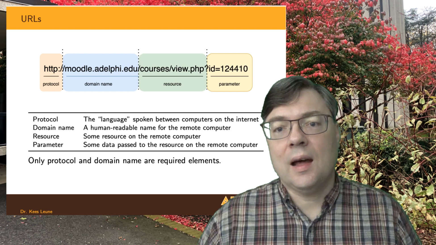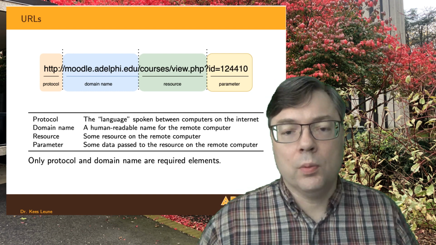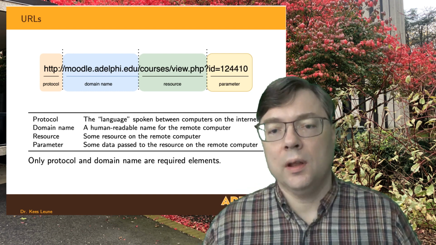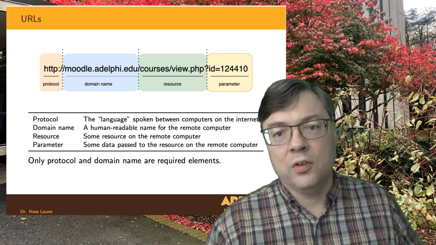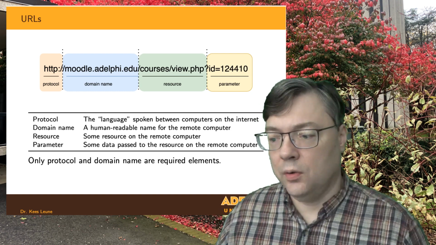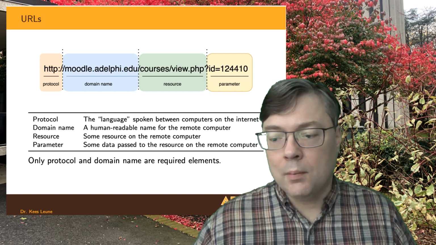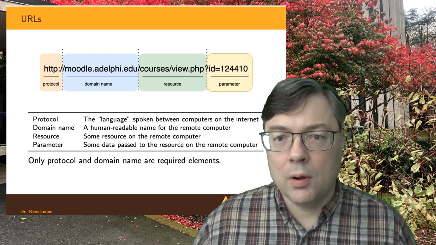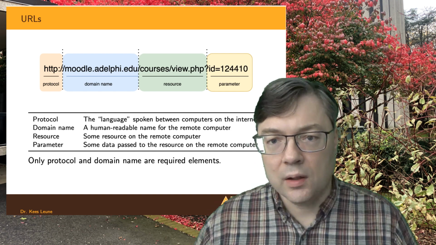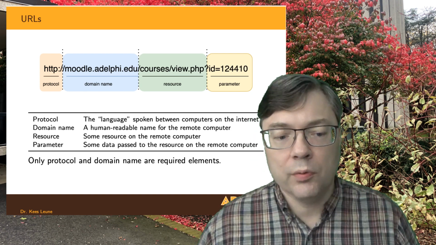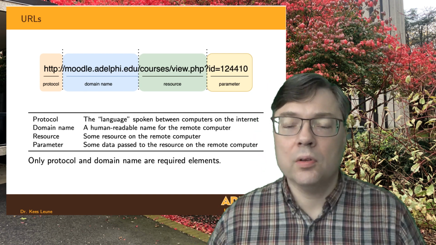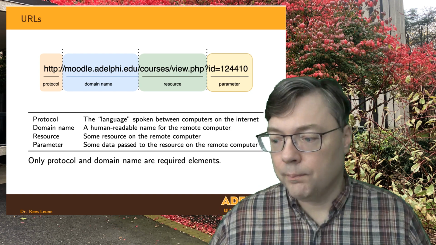Now, I can leave things out. You'll see that, for example, we'll often see just adelphi.edu. That really means https://adelphi.edu, but it'll work. And that means that only the protocol and the domain name are required in a URL. Everything else is kind of optional. The computer will fill some things in with defaults, other things we just don't need.